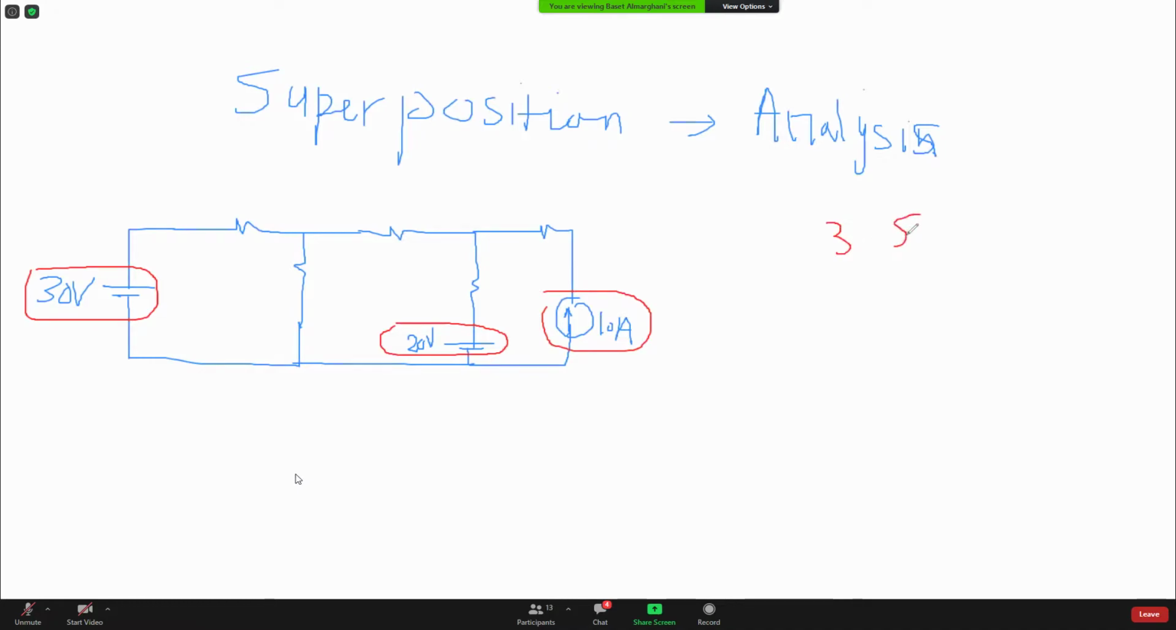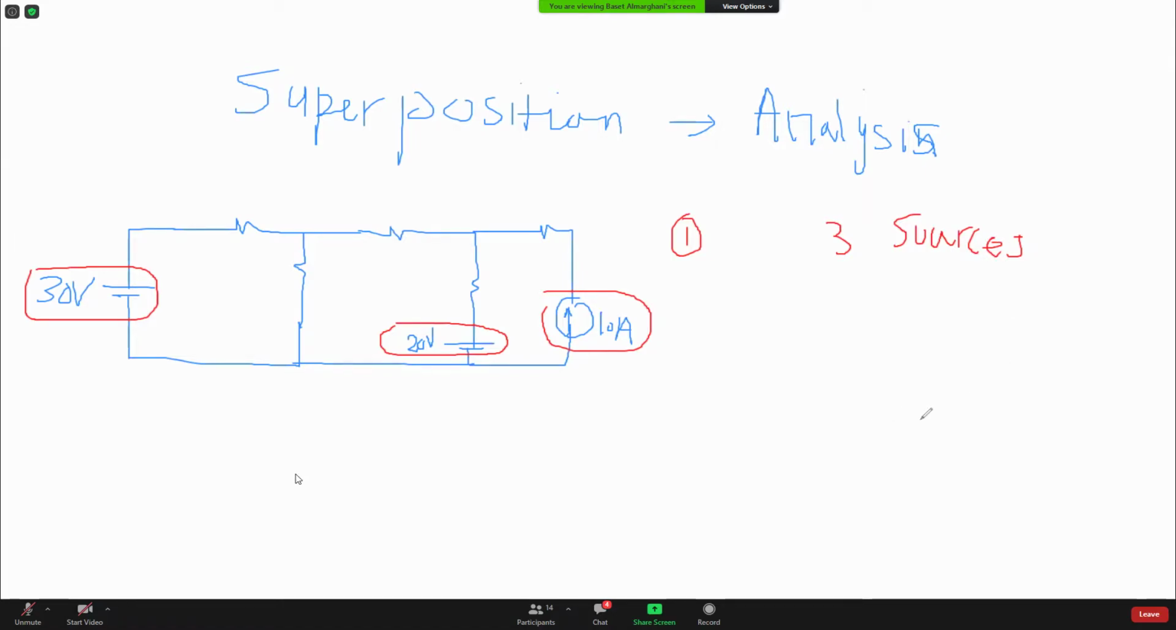This is the first thing we want to know when we use superposition: how many sources do we have? Three sources. Superposition is only applied if we have more than one source. If it's one source, it doesn't work. You have to do this, because people get into the analysis without knowing how many sources they have. This is the first thing.